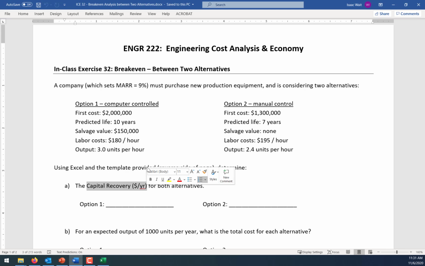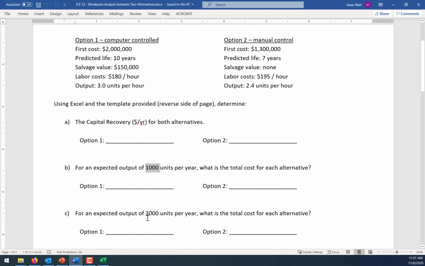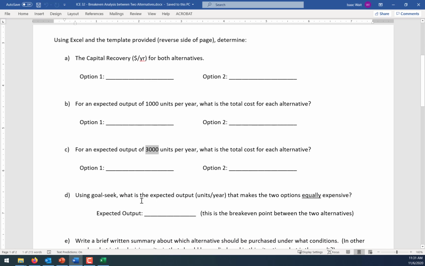We're also, in the template that I've given you, going to analyze which one is better at 1,000 units per year. Which one gives you the lower cost at 1,000 units per year? Then we're going to turn the tables and say, what if we're making 3,000 units per year? See if now the other of the alternatives is less expensive. And then we're going to look for the break-even point using GoalSeek.